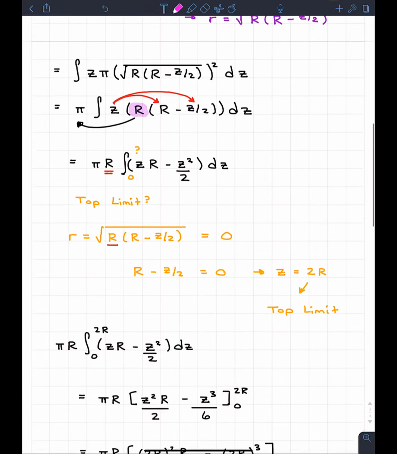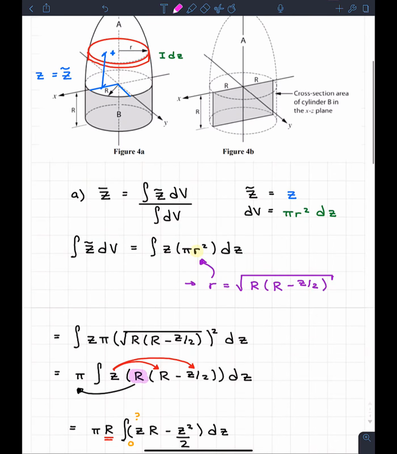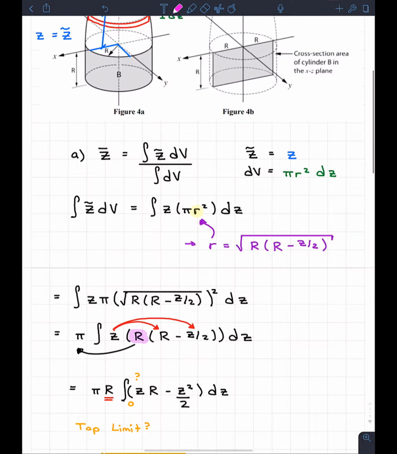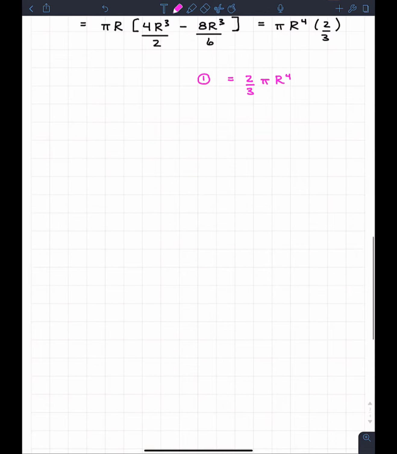So I'm going to come up here and clarify what I mean by 1. I'm going to say that this integral here is equal to 1 divided by 2. So we figured out what 1 is, the top integral, and now we have to solve for the bottom integral, which is going to be really, really easy because it's easier than the first one.